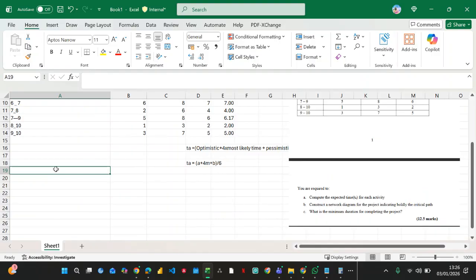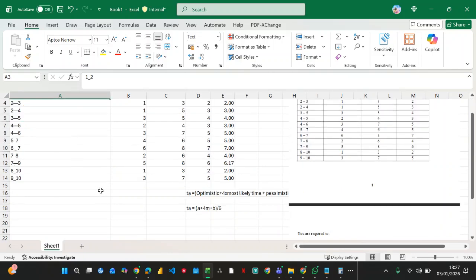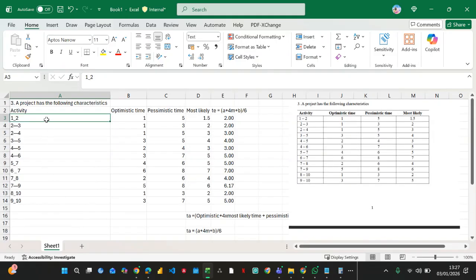Okay, so we'll just continue. You know how to draw that network analysis diagram with the nodes. The nodes are those circles, right? So what will happen here is you first of all have something like this. This is one, two. Let me make it so simple that we all understand.